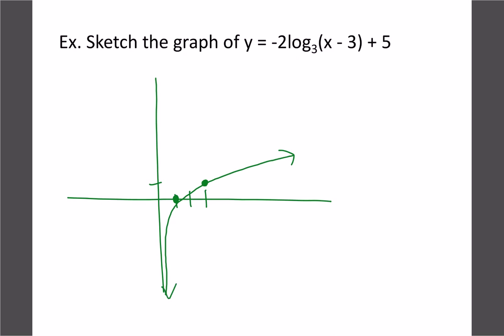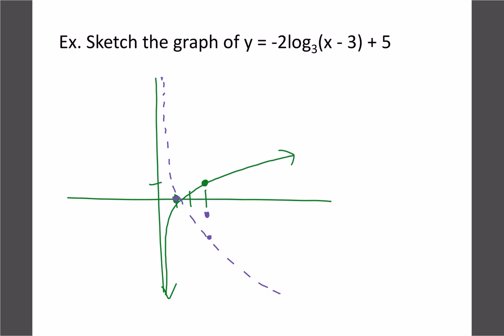So the -2 would be flipped. So let's do your stretches and reflections first. So they'll be flipped and twice as tall. So our (1, 0) stays the same. We'd go upside down and then double it. So it's going to go to something like that. So that would be our double and flipped.